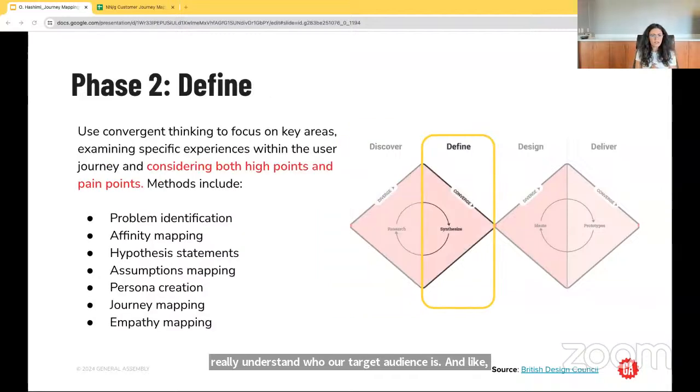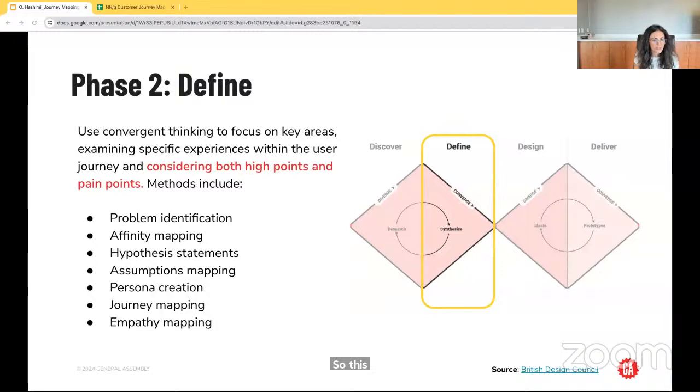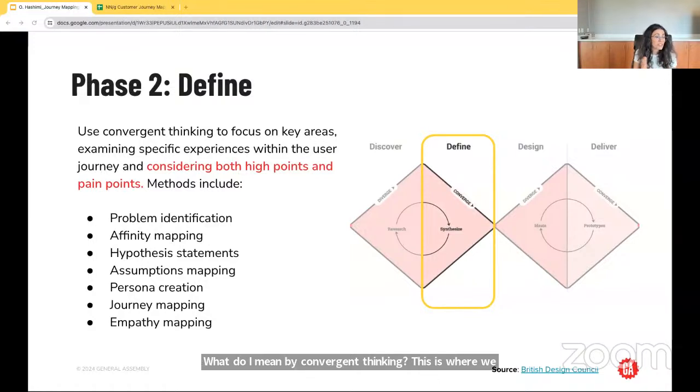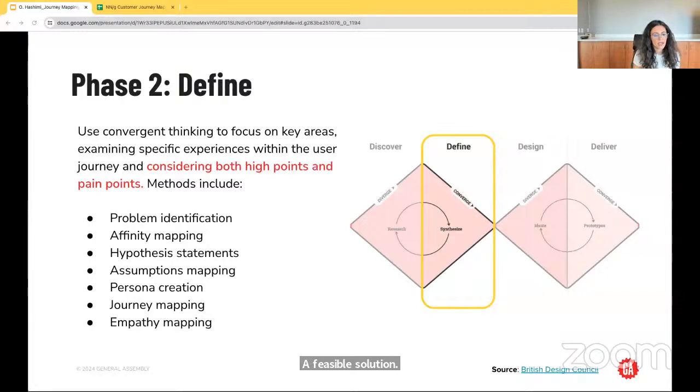And then we have the define phase. So this is the phase that involves using convergent thinking. What do I mean by convergent thinking? This is where we start to analyze and choose what the best option is. We start to narrow down ideas to a feasible solution. This is where we really focus on deepening our understanding of the problem space and really honing in on what to prioritize.